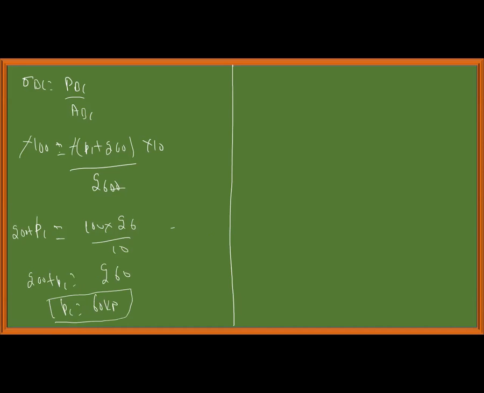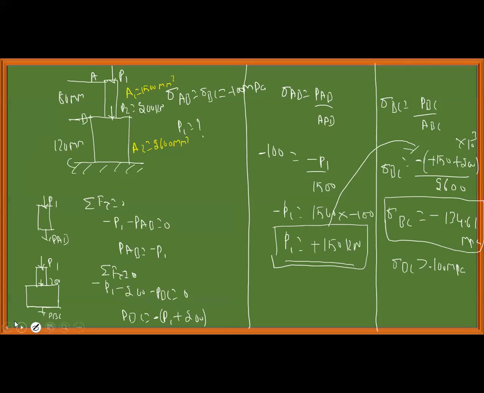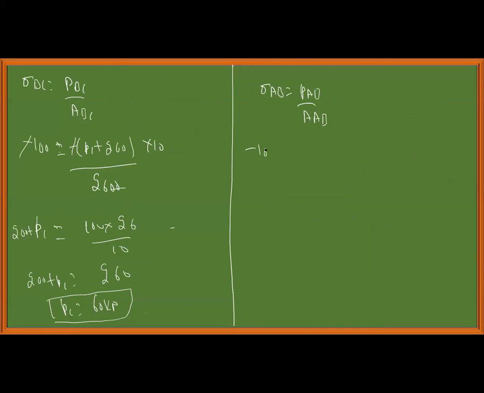P1 is equal to 60 kilonewton. Next, we have obtained P1. Let us substitute into sigma AB, which is equal to P of AB by A of AB. P of AB is in turn equal to P1. I can write minus 100, which is equal to minus P1 by area of AB. Sorry, I can't write this. Sigma AB is equal to minus P1 by area AB, which is minus 60 into 10 power 3 by 1500.